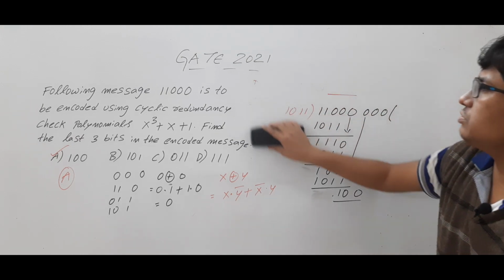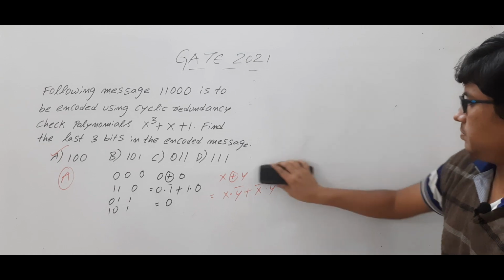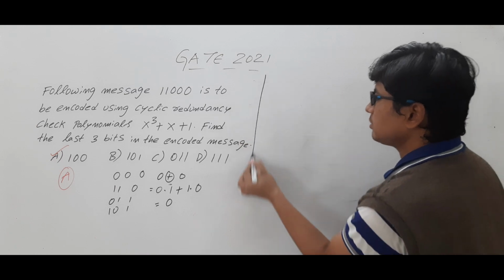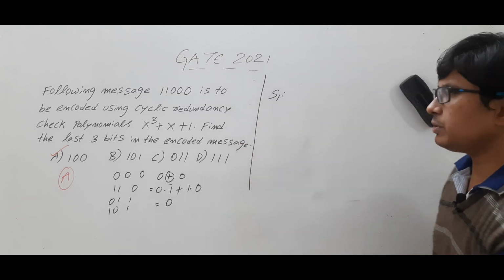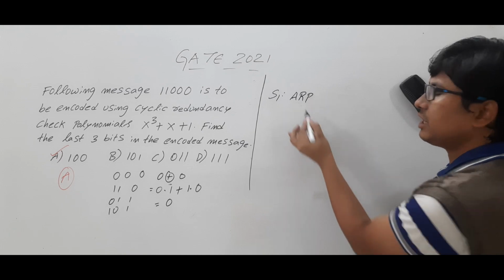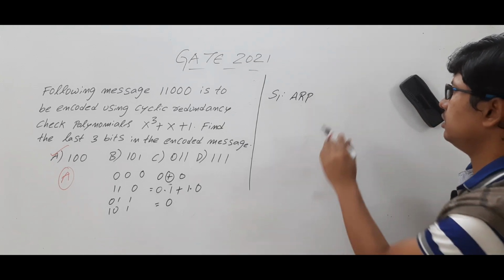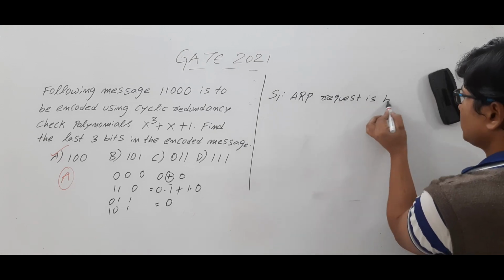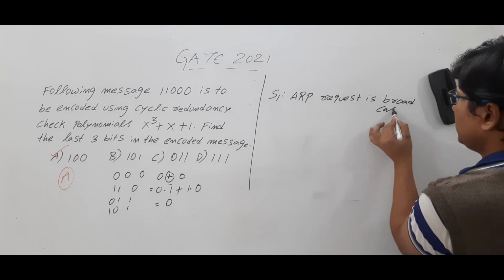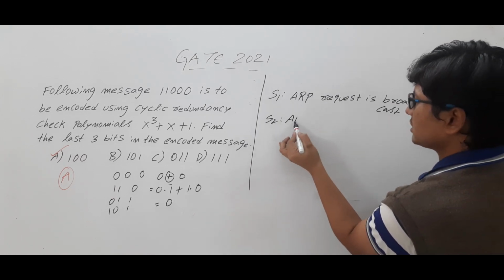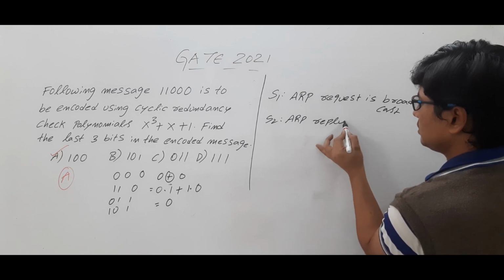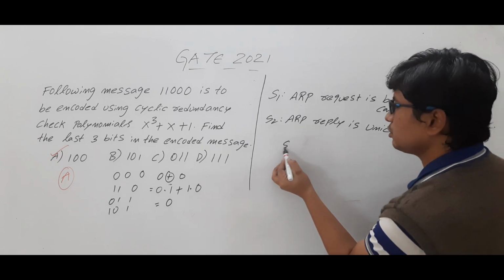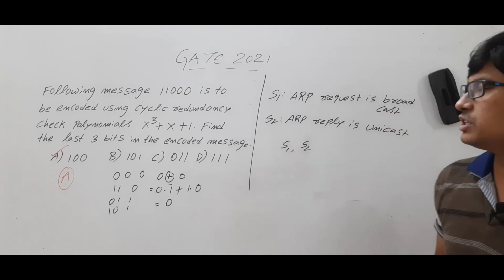Let me discuss another question which came in the GATE 2021 related to the computer networks course. They have given 2 statements. Statement 1 is related to ARP, which is address resolution protocol: ARP request is broadcast. Statement 2: ARP reply is unicast. They are asking which statements are true, whether S1 and S2 are true or which one is true.